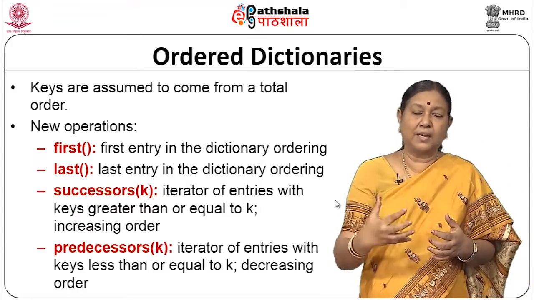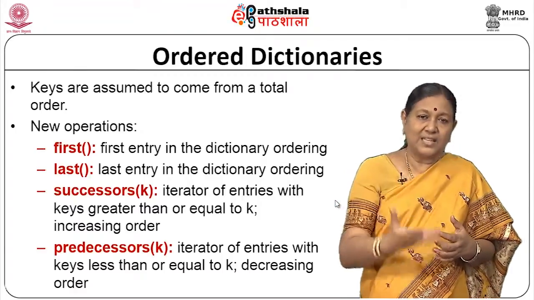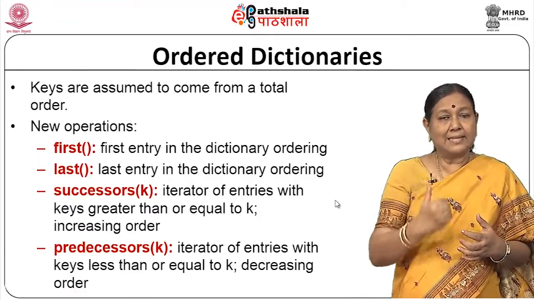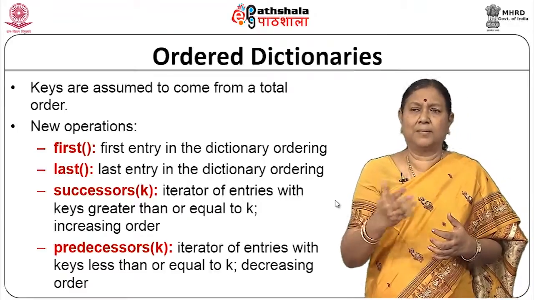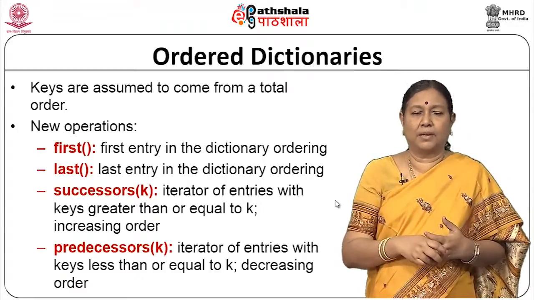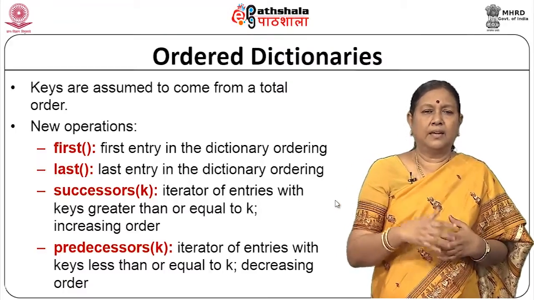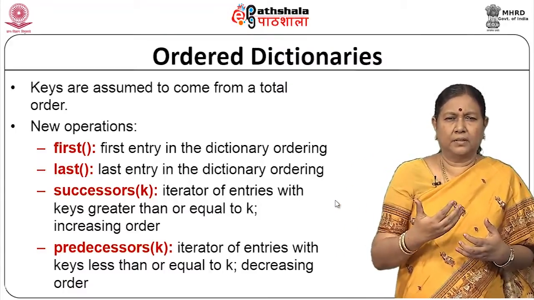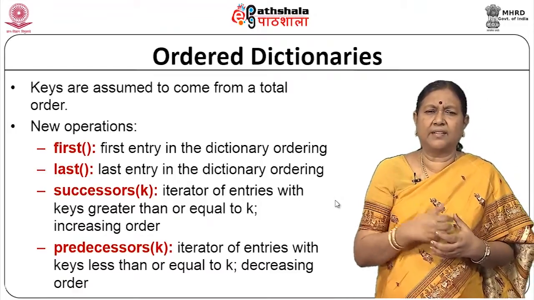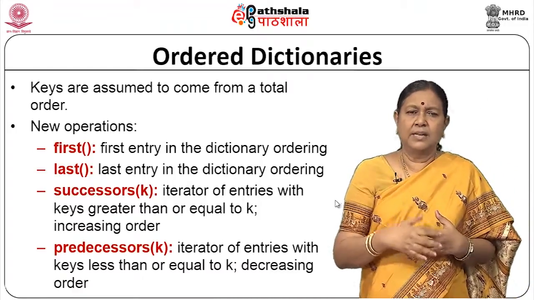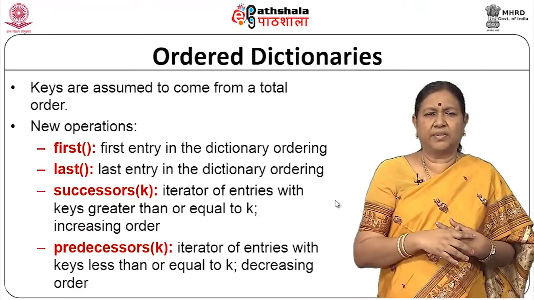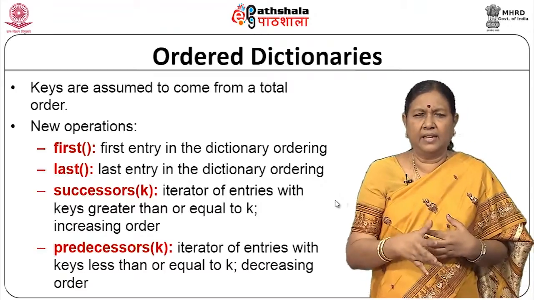So, again it is dependent upon the organization of data. Last means last entry in the dictionary ordering, that means the smallest element and the largest element as far as the dictionary ordering is concerned. Successor is an iterator of entries with keys greater than or equal to k in increasing order. Similarly, predecessor is an iterator of entries which are less than or equal to k in decreasing order.